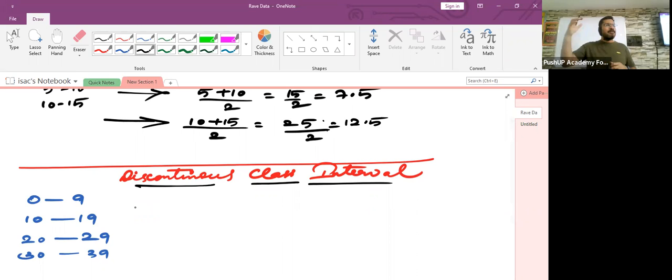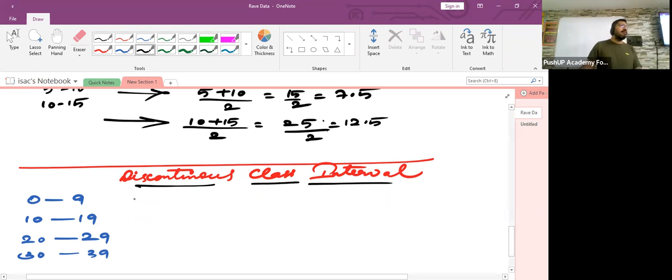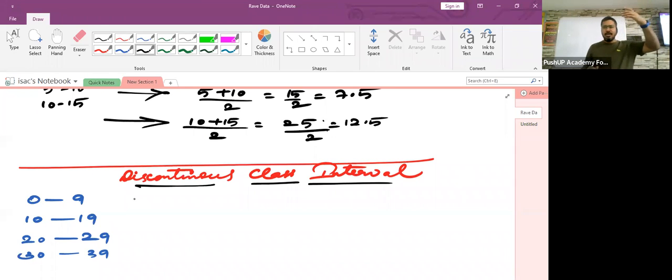Exactly, the upper limit of the first one and the lower limit of the second class interval are not matching. Similarly, the upper limit of the second and the lower limit of the third one are not matching. And it goes on and on, isn't it? So this is the meaning of discontinuous class interval. You can also call it as what? Inclusive class interval. I have already made you write it on top. Okay, it must already be there in your book.